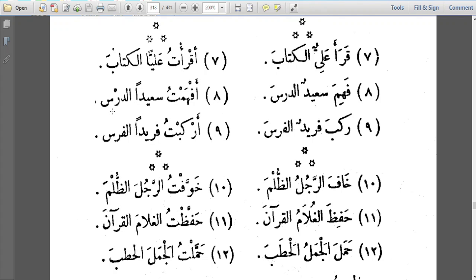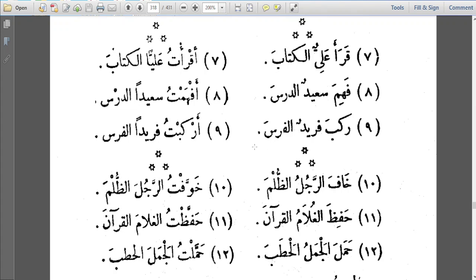So you can tell somebody, you are in class and one student says, Ana la afham dars. I do not understand the lesson. You can tell his colleague, afhimhu dars. Afhimhu is coming from afhama. The command version is afhim. So when I tell you afhimhu darsa, it means make him understand the lesson. But if I say ifham dars, it means you understand the lesson. Jamil?